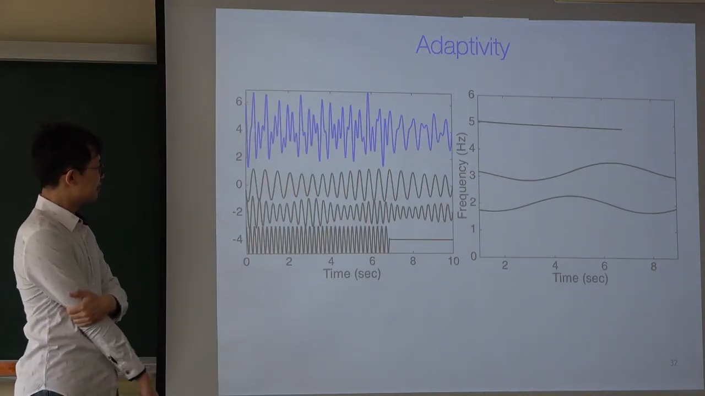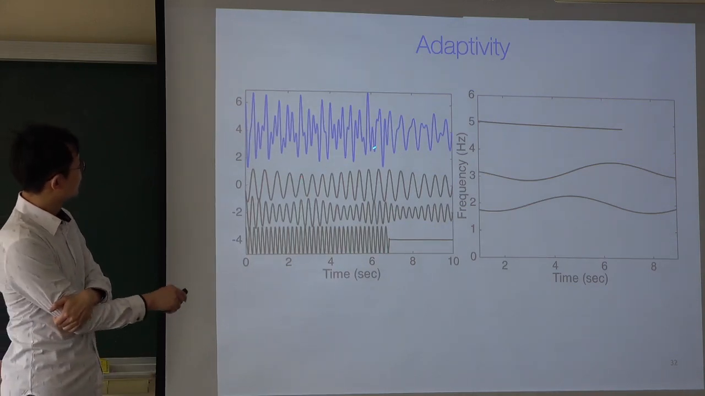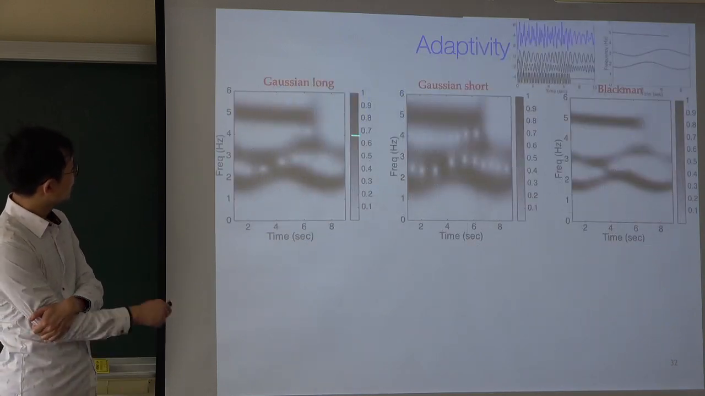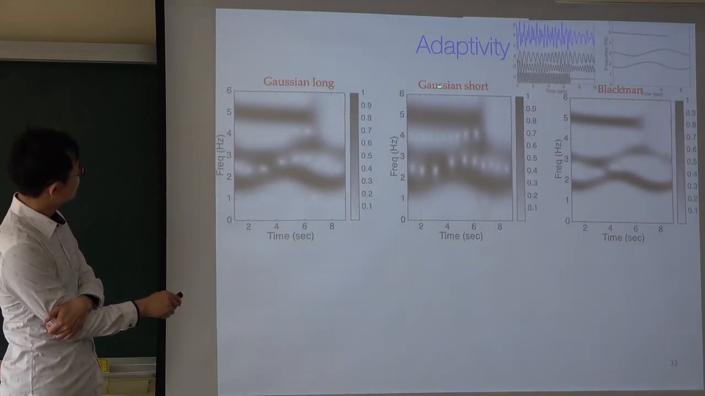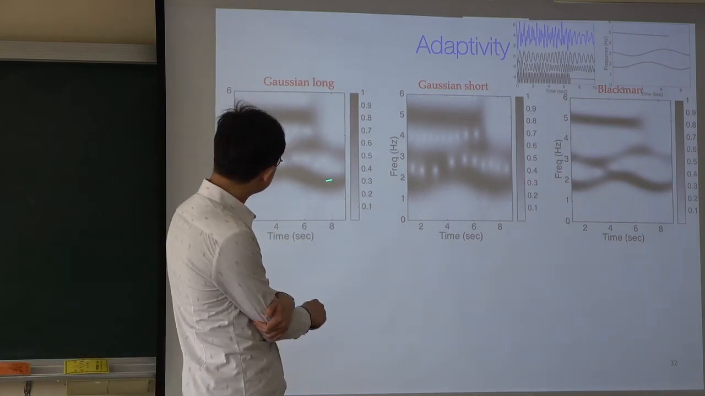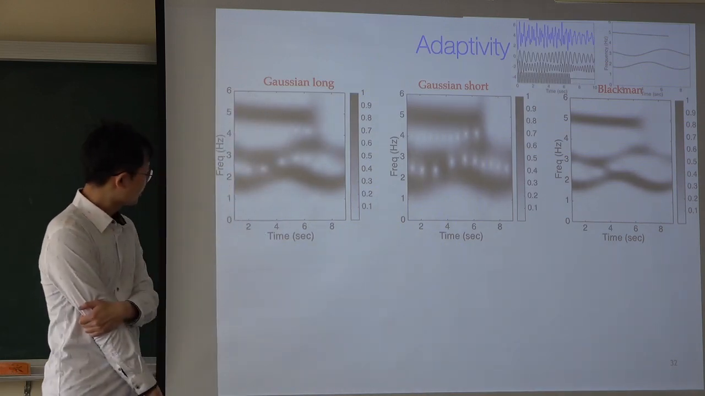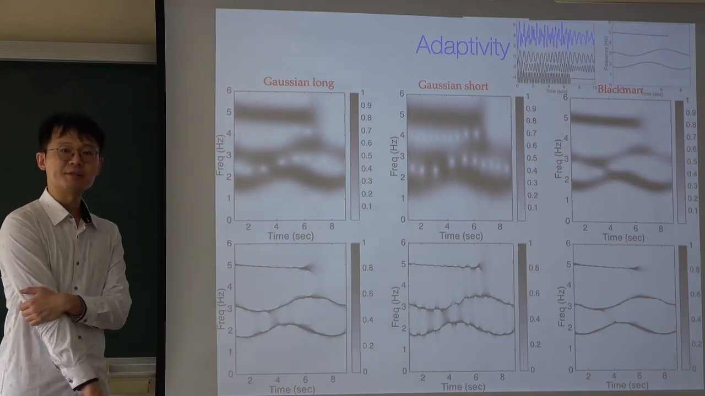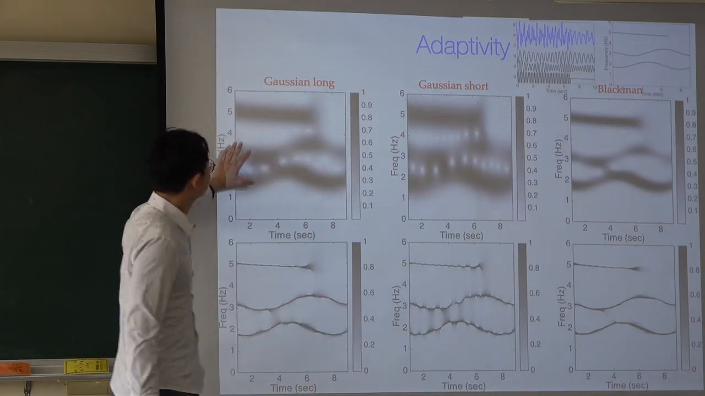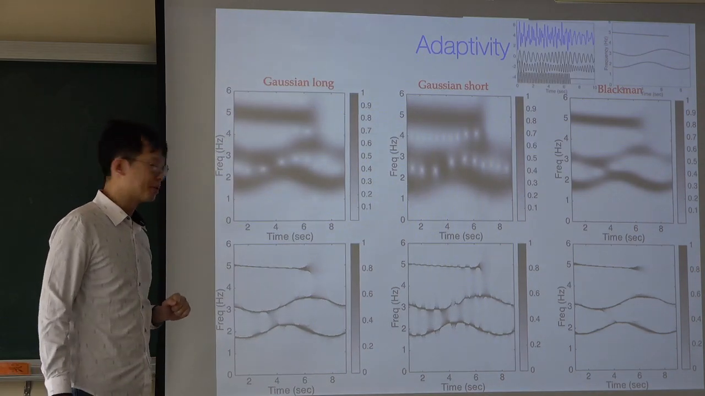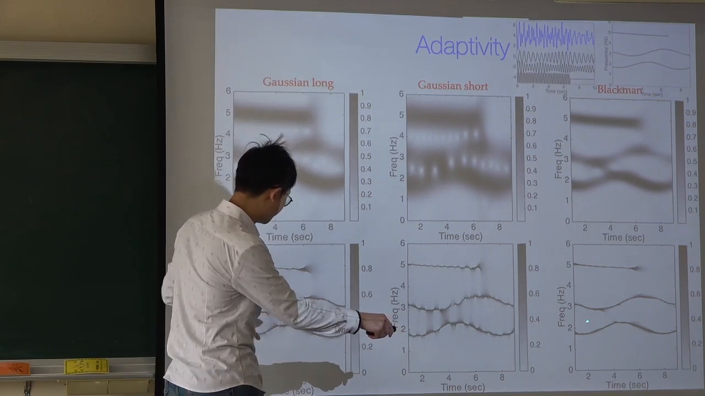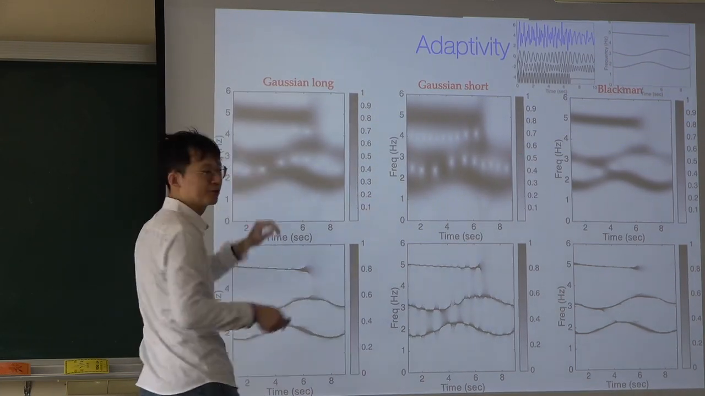So let's take a look at this example. Three components: the clean signal, the ideal time frequency representation, and I give you three different windows: Gaussian long, Gaussian short, and the Blackman window. Then this is a short-time Fourier transform, and this is a synchrosqueezing transform. As you can see, they look more similar compared with the spectrum, right? Although they still have some difference, which you can tell, the difference is less dramatic compared with the short-time Fourier transform.